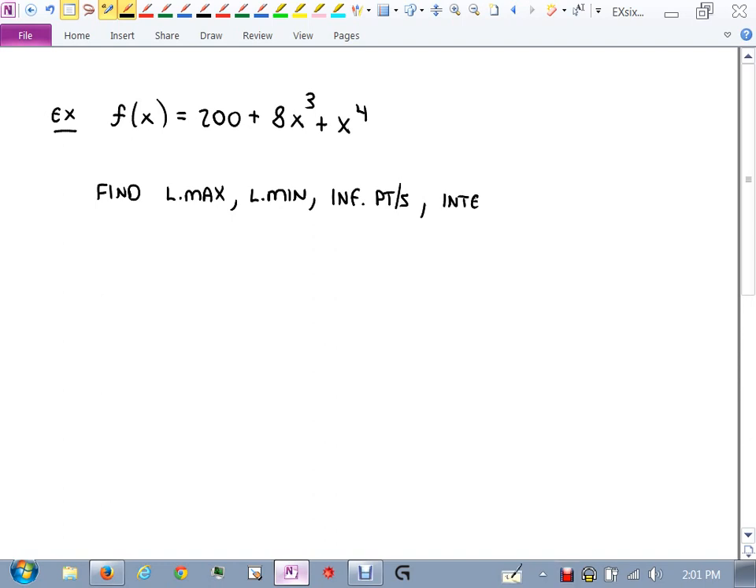Intervals where F is increasing. That's the symbol I use for F is increasing, right? Tell me where F is increasing, where F is decreasing, and how am I going to ask you to tell me where F is concave up? I'm going to write F concave up like this, F concave down.